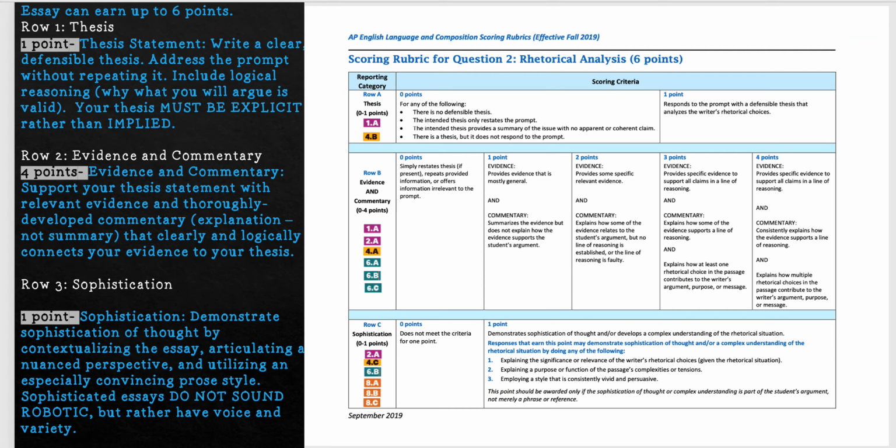You are articulating a nuanced perspective, so you're looking at it through multiple lenses. You are showing that you have the complexity of thought to not just look at the surface. And you have an especially convincing prose style. You don't sound robotic. You have thought-out diction and syntax. Of course, it's a timed essay, but you have practiced enough with higher-level writing strategies and the use of varied syntax and diction, and you have read over your piece. Give yourself a few minutes to edit and revise, and you have carefully selected the language that conveys exactly what you mean.